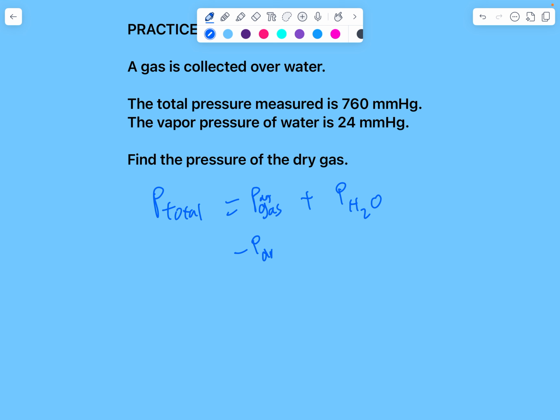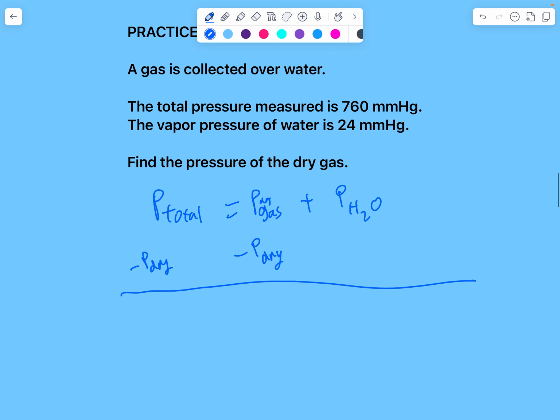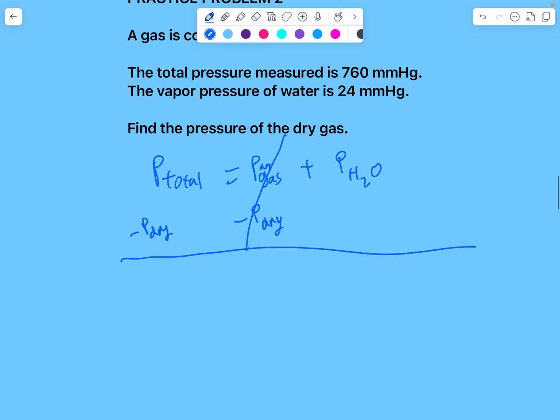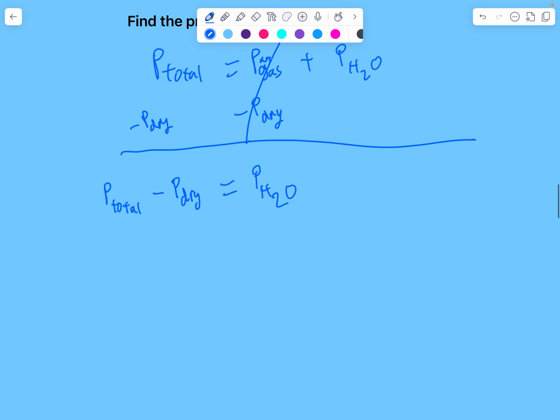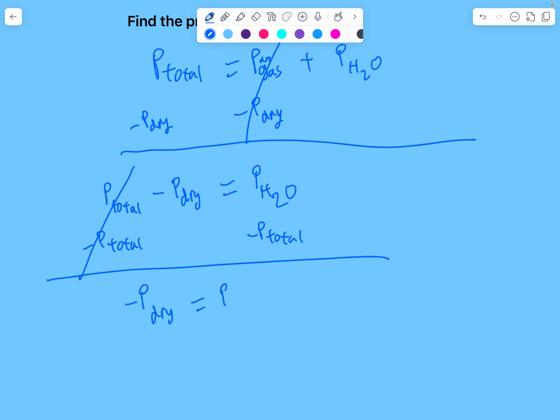So I'm going to subtract P dry on both sides. And you may be saying, well, why are you doing that? Well, I need to isolate P dry to find out what the formula is. So it cancels out here, and I have P total minus P dry gas equals P of H2O. Okay? So I'm going to subtract P total. I'm doing the same formula twice for y'all to see it. Because I don't know what to do with P dry, I need its formula. This is going to cancel out, and I'm left with negative P dry equals PH2O minus the P total.